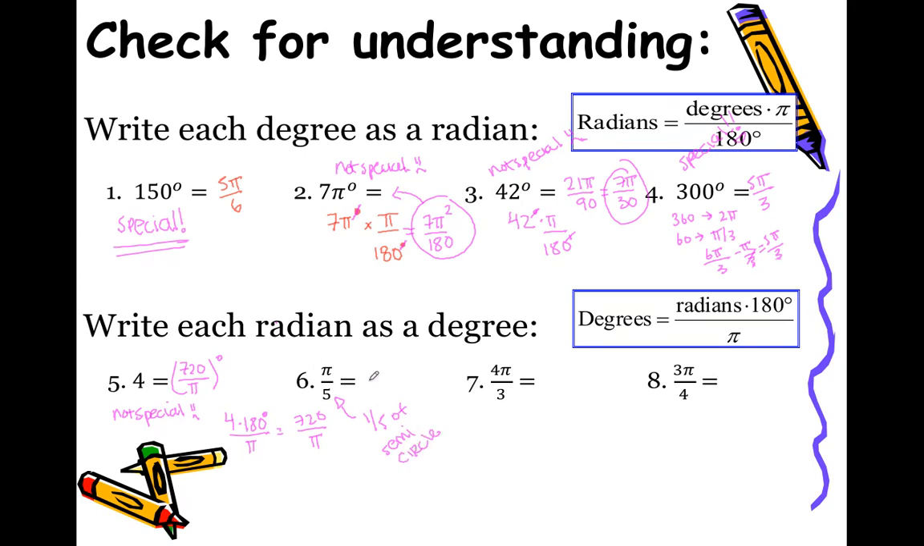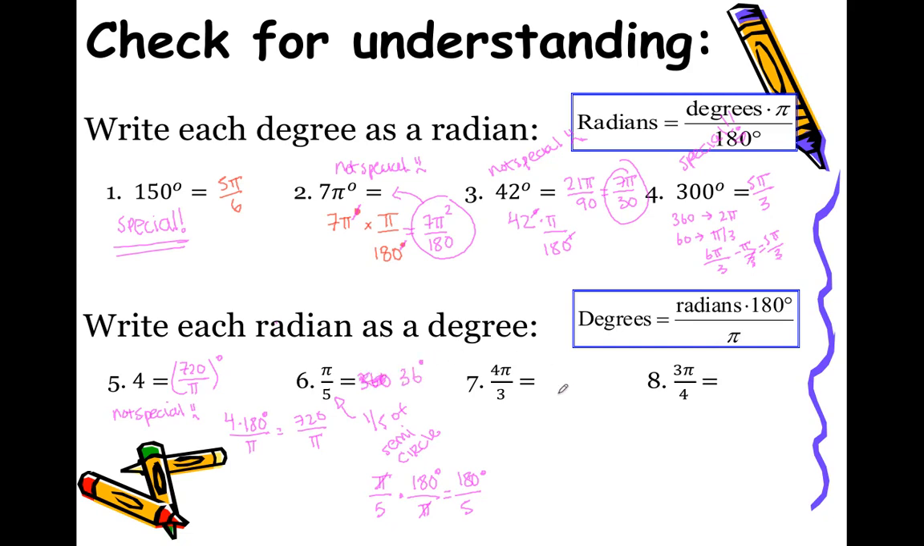You want to think about it like that? And you could say, well, 180 divided by 5 will get it to you, but watch what happens when you use the formula. Pi over 5 times 180 over pi. The pi's cancel. And then that's really what you're doing. It's saying, what is 1/5 of 180? 180 divided by 5 is 36. So you end up with 36 degrees. Whoa.